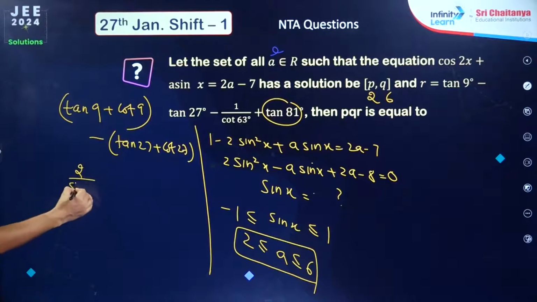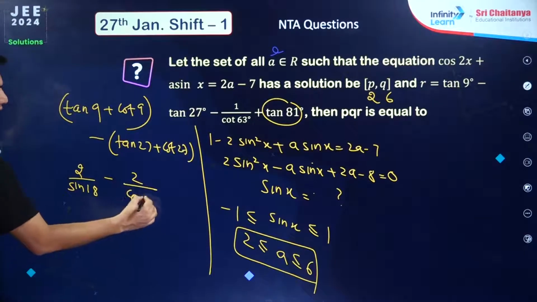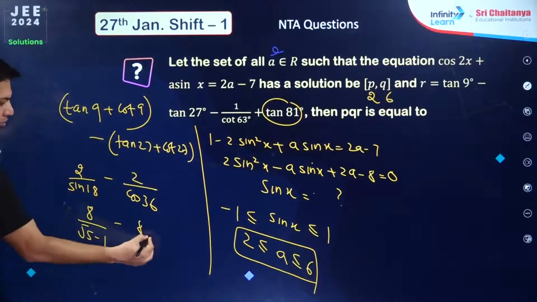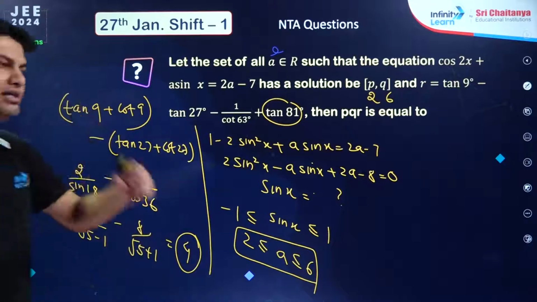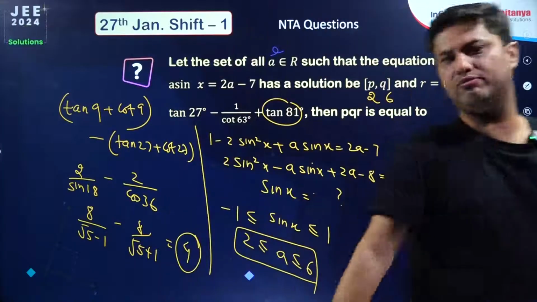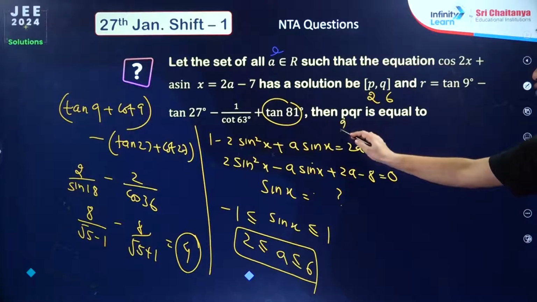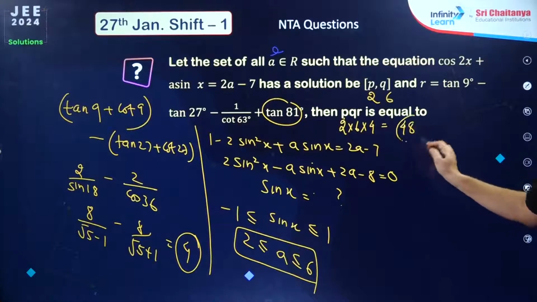So 2 upon sin 18 minus 2 upon sin 54, which is cos 36. So this is 8 upon (root 5 minus 1) and this is 8 upon (root 5 plus 1). Please solve this. This will come out to be 4. Just take the LCM and everything will get cancelled out and the answer will be 4. So finally they asked you PQR. So P is 2, Q is 6 and R is 4. So 48 is the final answer.